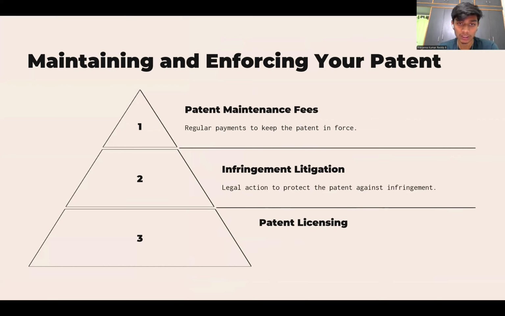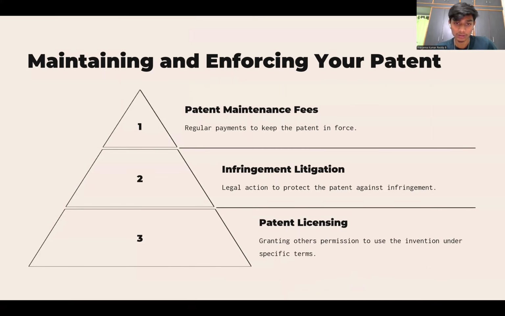And in infringement litigation, legal action to protect the patent against infringers. Like infringers are the opposition who are not willing to respect the patent. So legal action to protect the patent. In this stage, when the patent is filed, there is legal action which protects the patented product from any infringers who are trying to oppose the product.